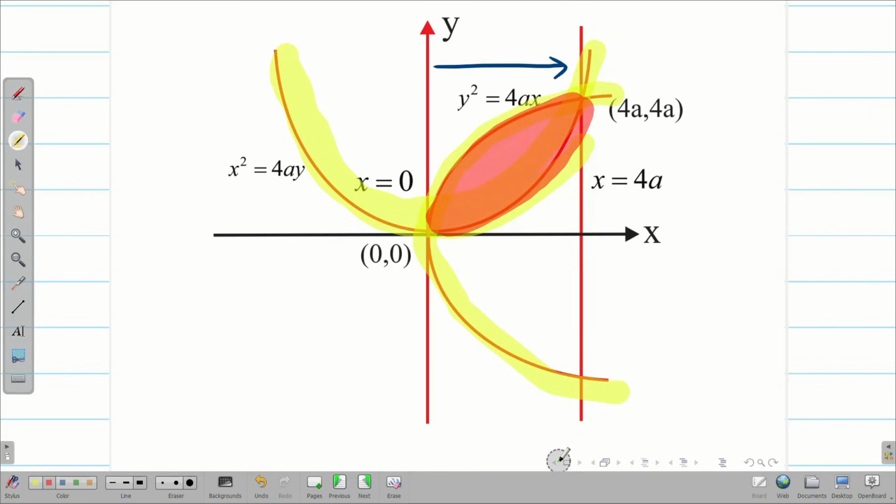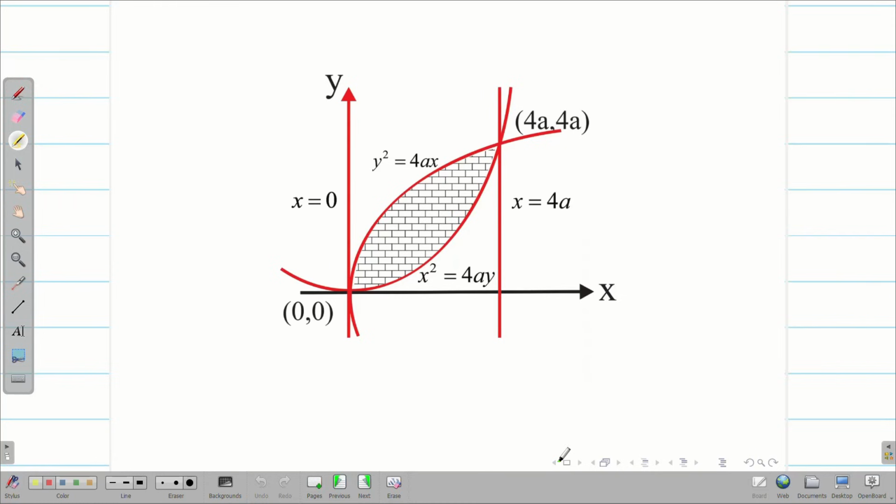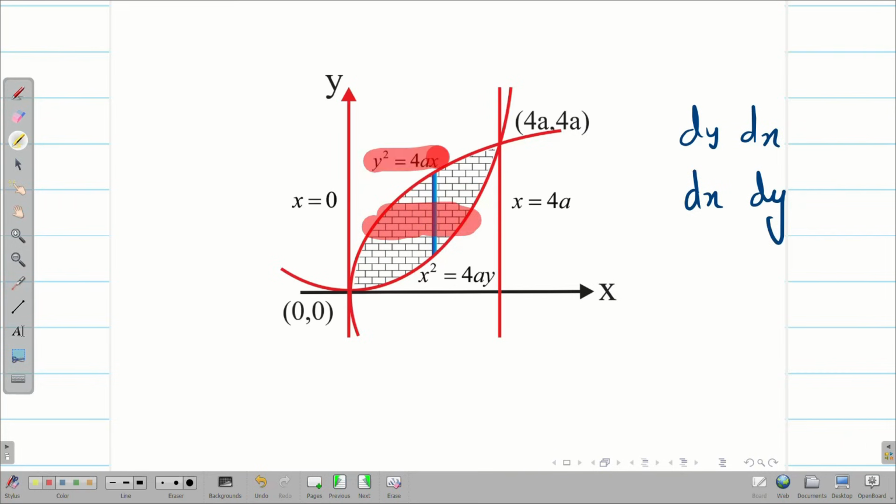Hope you understand, students. So I am just zooming this. This is the region I want to find. Given order is dy dx. So I have a vertical strip. I can draw the vertical strip here. Wherever I draw the vertical strip, it goes from the lower parabola to the upper parabola. Now, given order is dy dx. Change of order is going to be dx dy. So I'm going to draw from this parabola, that is y square equal to 4ax, to x square equal to 4ay. I'm going to draw this strip.